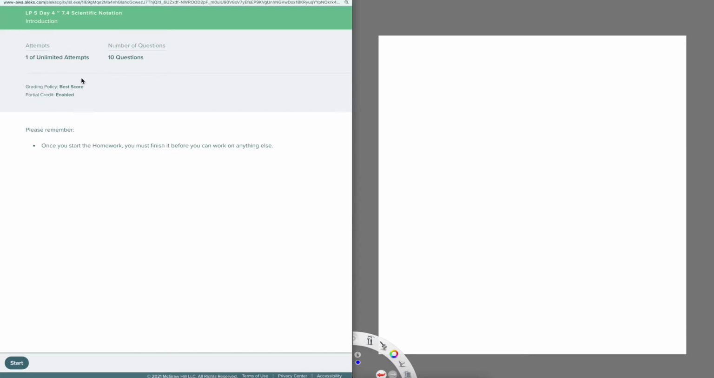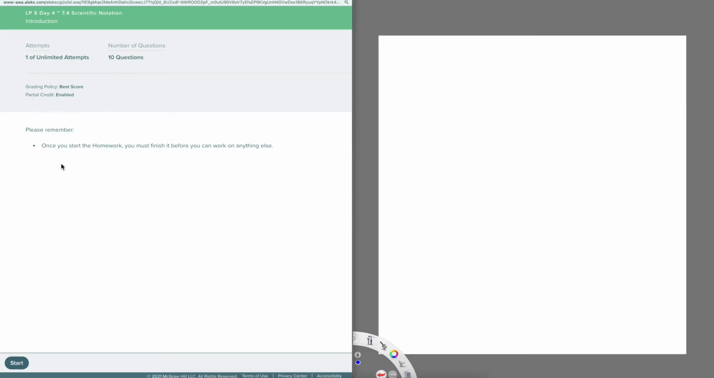Attempts are always unlimited attempts. You can come in and complete this assignment as many times as you would like. Number of questions, this particular assignment has 10 questions, so that's all that means. Grading policy is best score, so whichever attempt is the best one is the one you keep. Partial credit is enabled, meaning if you answer 1 of 10 questions, you get credit for 1 question.